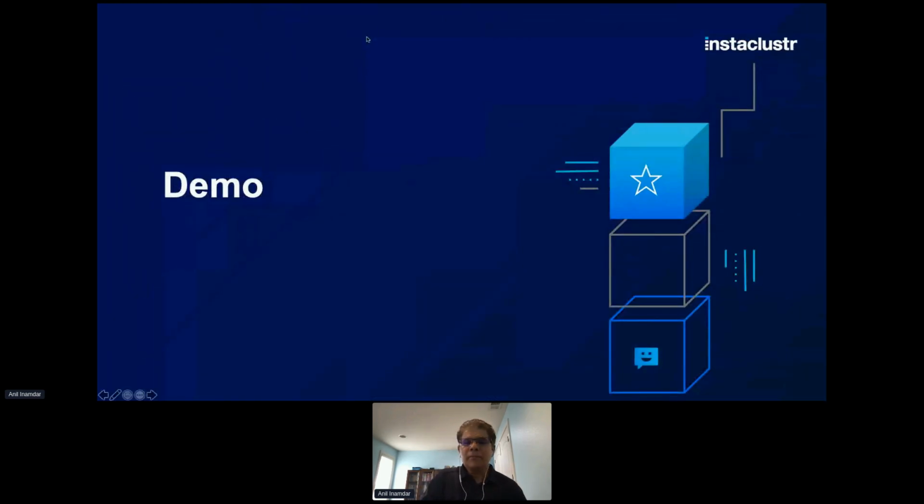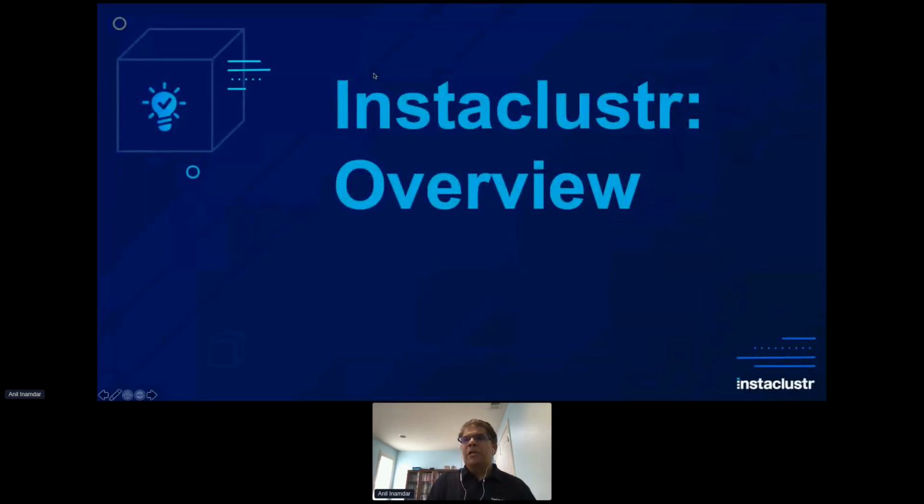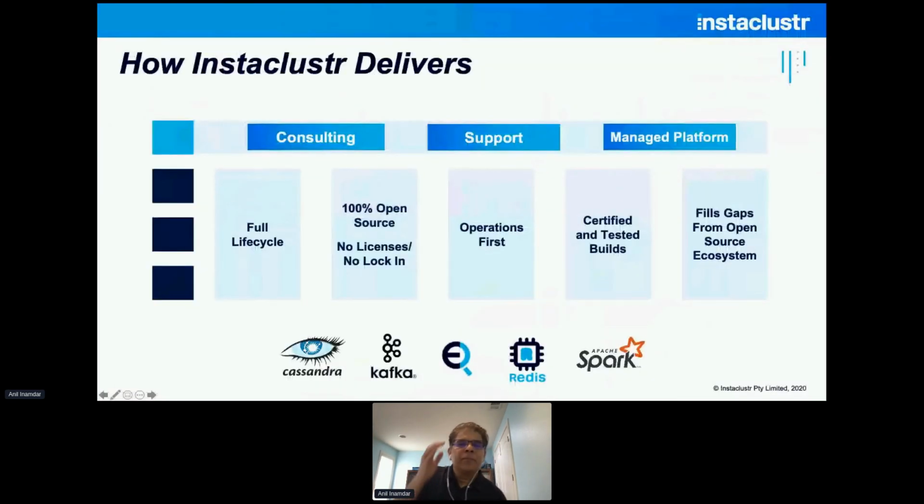All right. So let me give you a quick overview of Instaclustr. You saw our platform. We focus solely on 100% open source technologies, and the technologies that we support are at the bottom of the screen: Cassandra, Kafka, Elasticsearch, Redis, Spark. We also support Postgres. I should update this slide. On the top, we have the services that we offer: consulting, support, and managed platform.